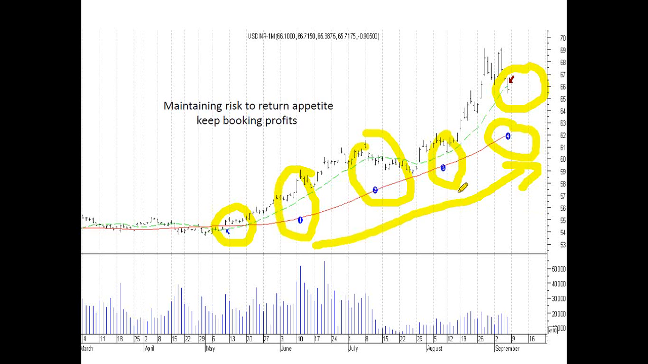So a simple moving average would help you ascertain your trailing stop losses, and that's how you can trail the stop loss, take the maximum out of the markets and trade in the markets.